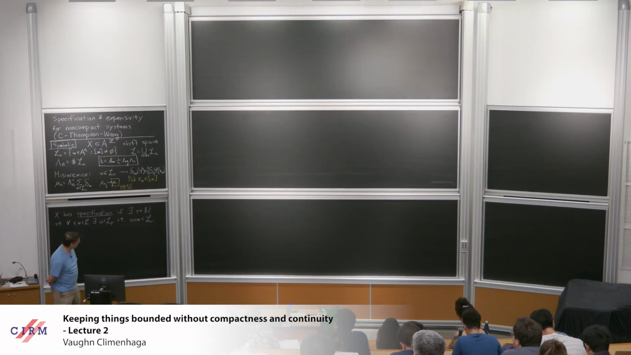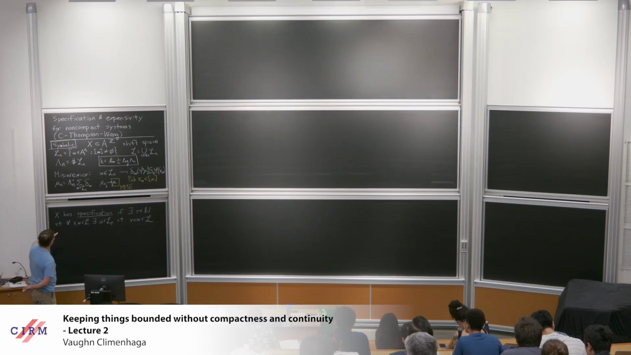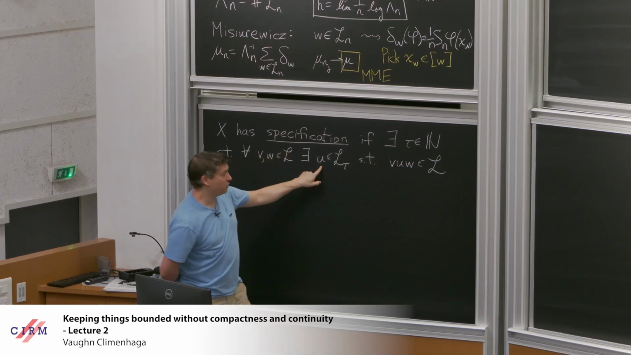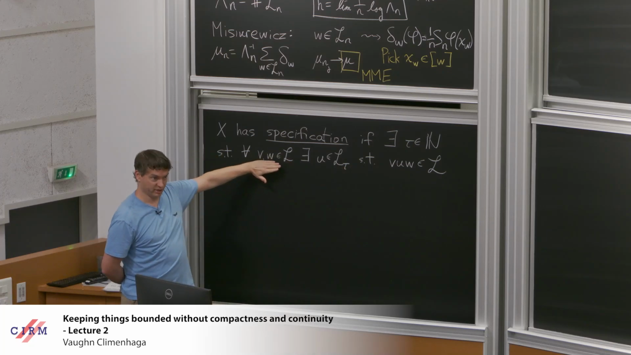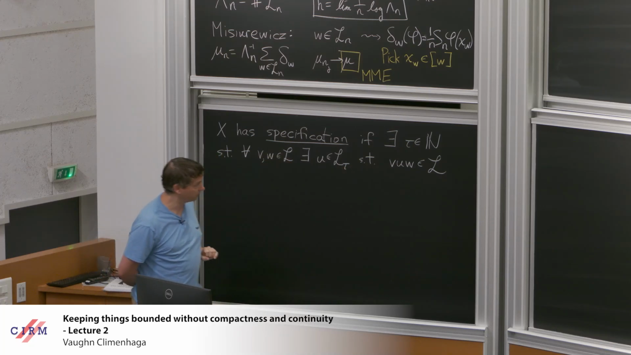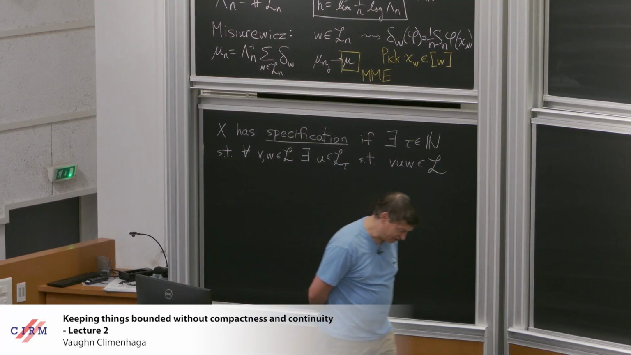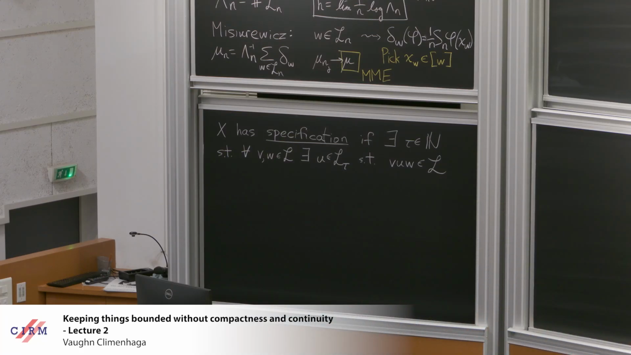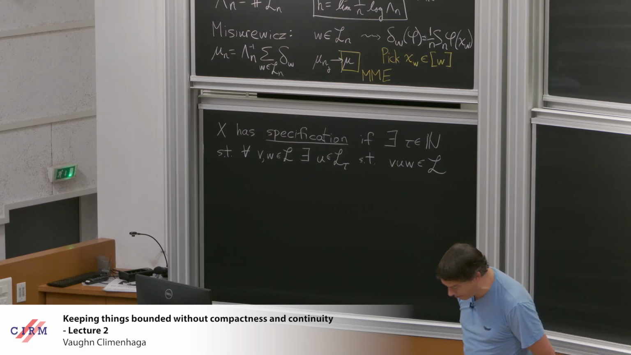Sorry, what is your restriction on u? It has length tau. So the length of u does not depend on the choice of v and w, and that's the crucial feature. So this is the specification property in the symbolic setting. In the non-symbolic setting, it takes a little longer to write down the details.